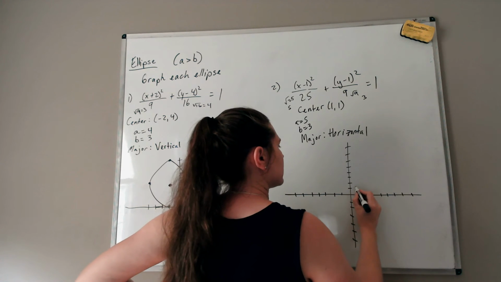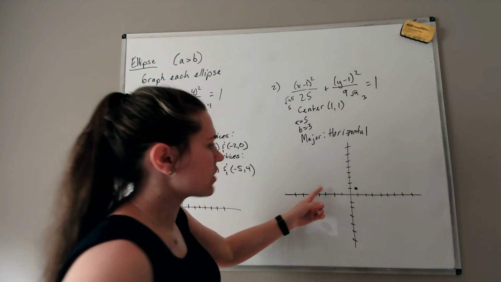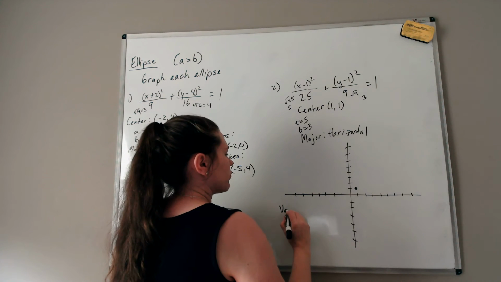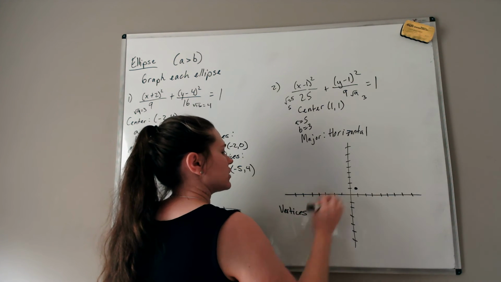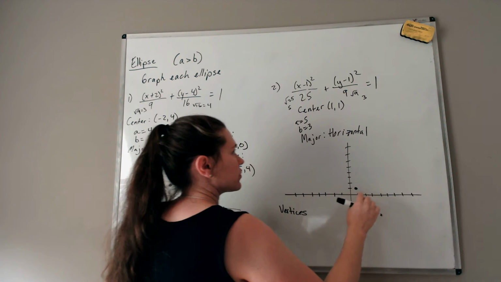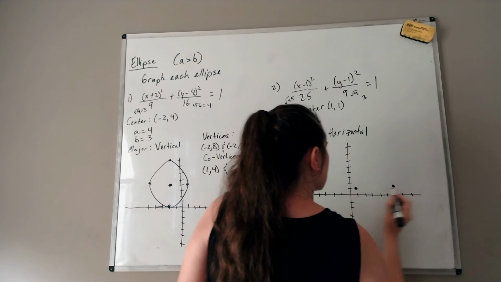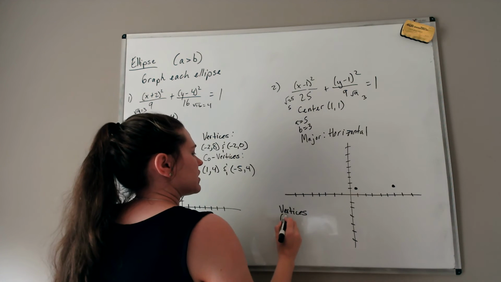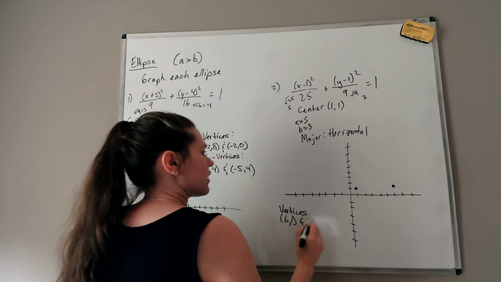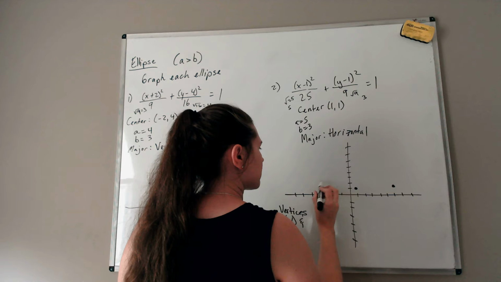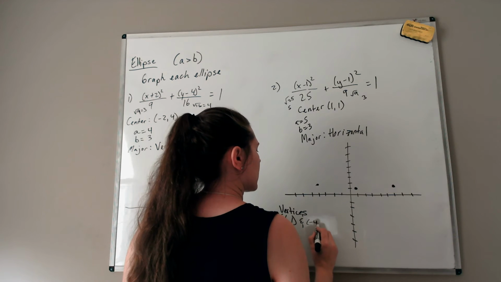So (1, 1) is the center. Now the major axis is horizontal, so our vertices will fall left and right, because our major axis goes this way. So to the right by 5: 1, 2, 3, 4, 5. That means that would be (6, 1). And the other vertex, I would take away 5, so that's going to be (-4, 1).